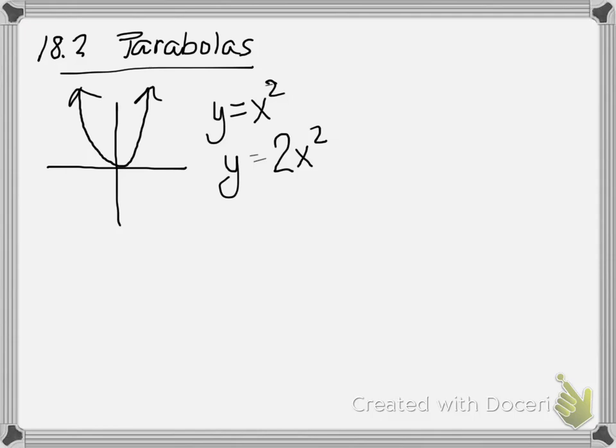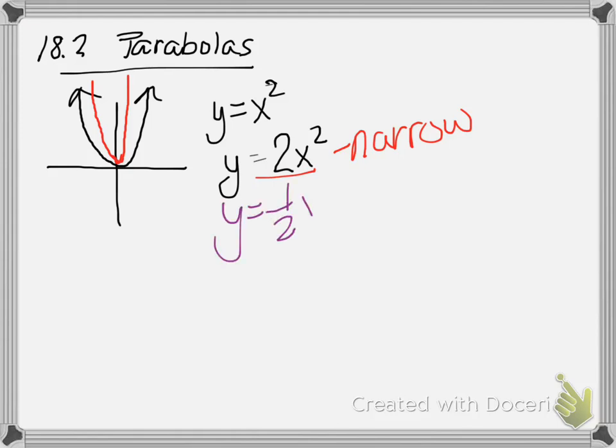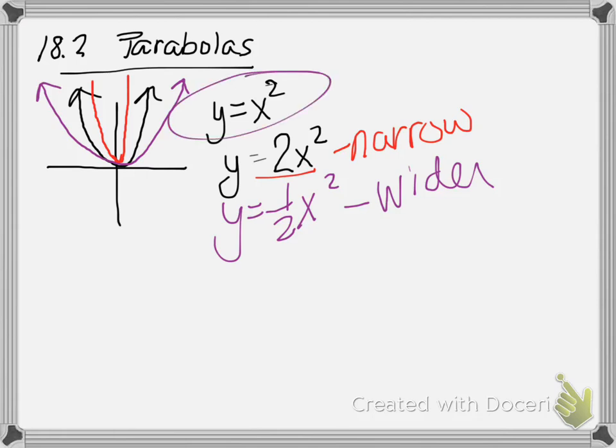So that one would look, I should probably change colors. So this one would look, oops, I should have come down in the same spot. So this one would look narrower. And then if I have y equals 1/2 x squared, that one should look wider. And that was the last section. So the shape kind of changes. It's either skinnier, narrower, or wider than the basic y equals x squared.